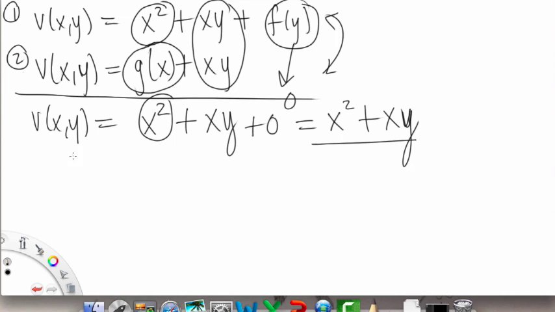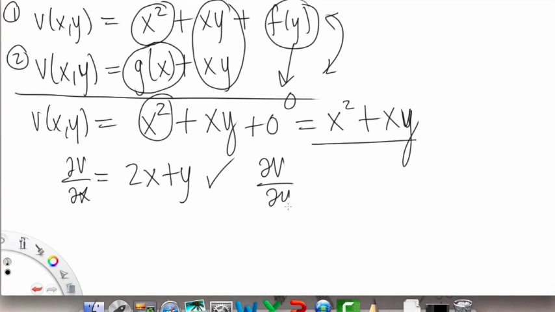And you can always feel free to check. So take the partial with respect to x. If you do the partial derivative, you get 2x plus y, which is good. That was the first component of our vector field. And then we'll do the partial with respect to y now. And then we get 0 plus x. So that would just be x, which is also good.